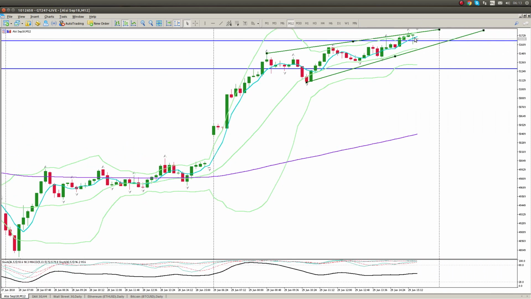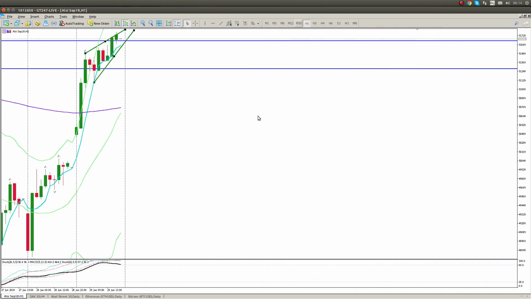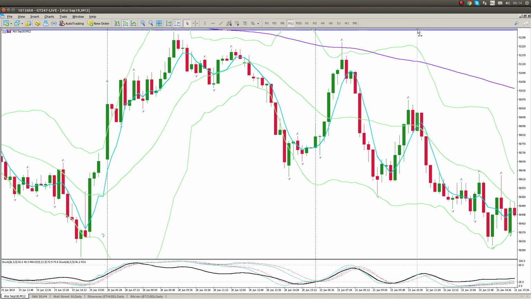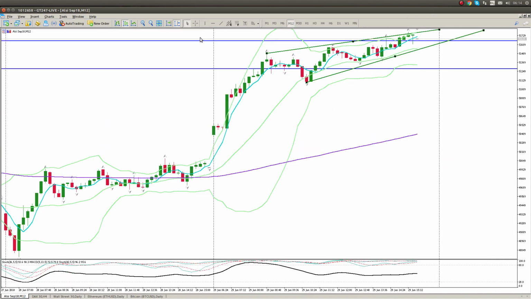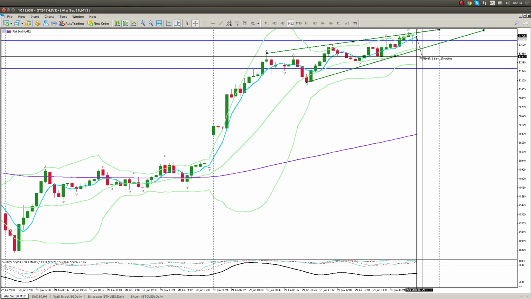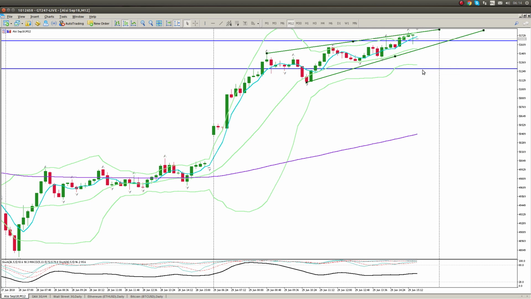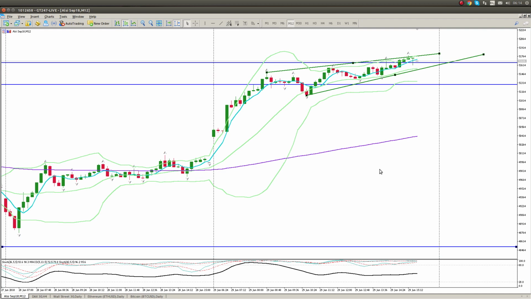But I do suspect we have some kind of a pullback, and I really would like to see us visit this level here. So pretty much a 450, 460 pip pullback before we consolidate and then continue on the strong move up. Okay, so that's kind of my play today.